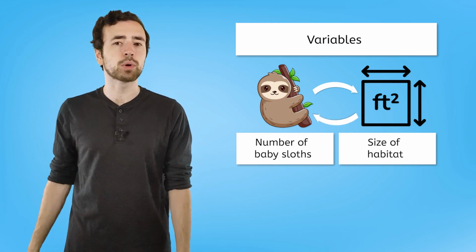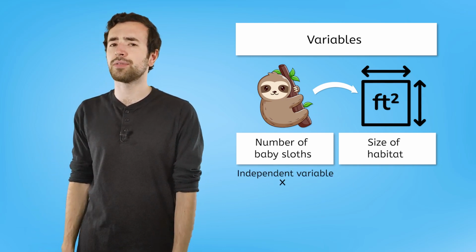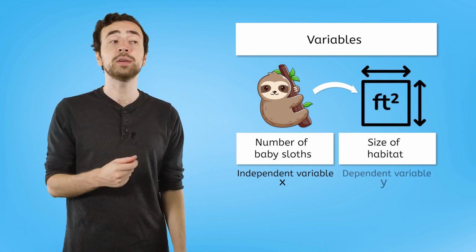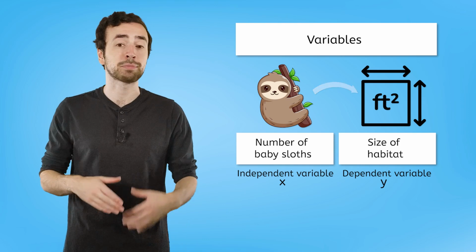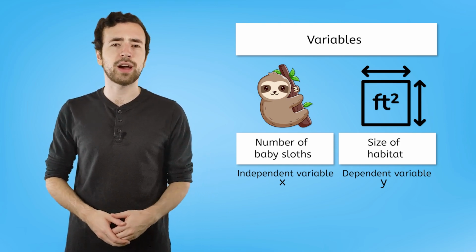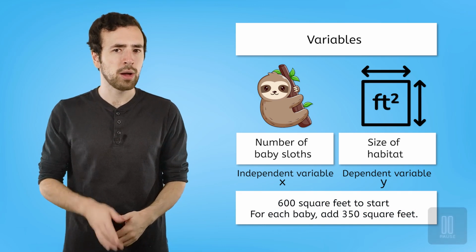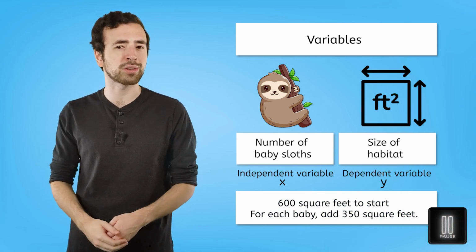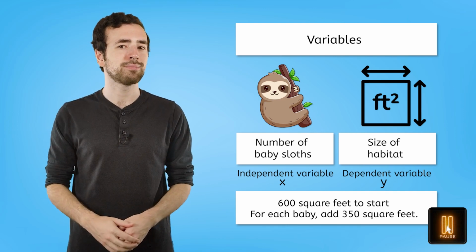This means that the number of sloths is the independent variable, or x, while the size of the habitat is the dependent variable, or y, since it depends on the number of sloths. Using the variables we've identified and the information from the scenario, pause again here and try to write a slope-intercept equation to represent this.